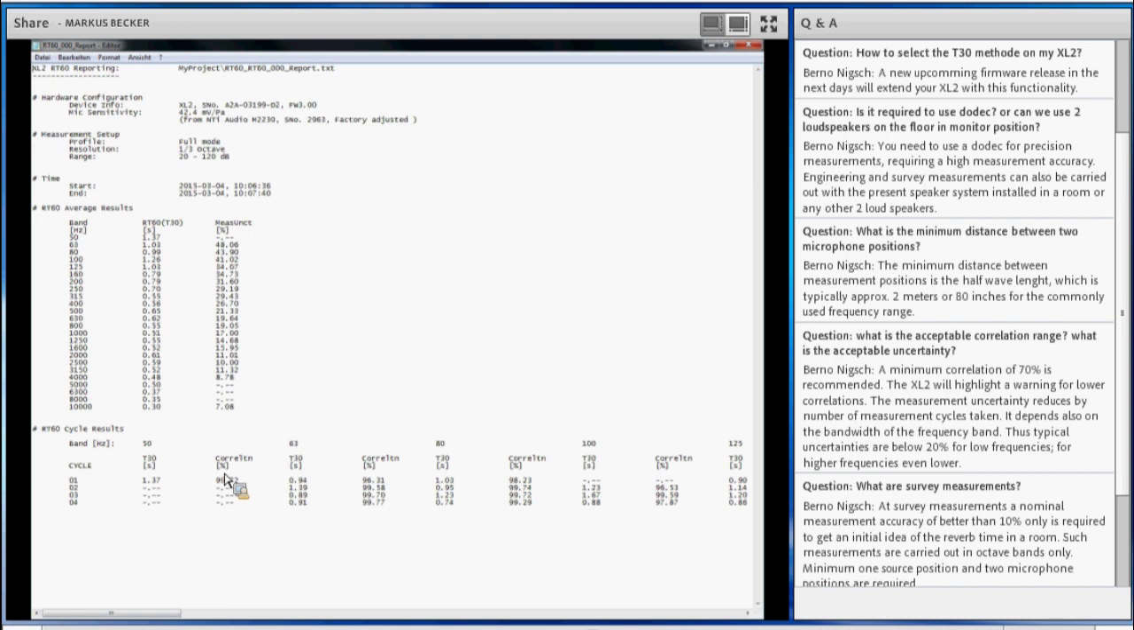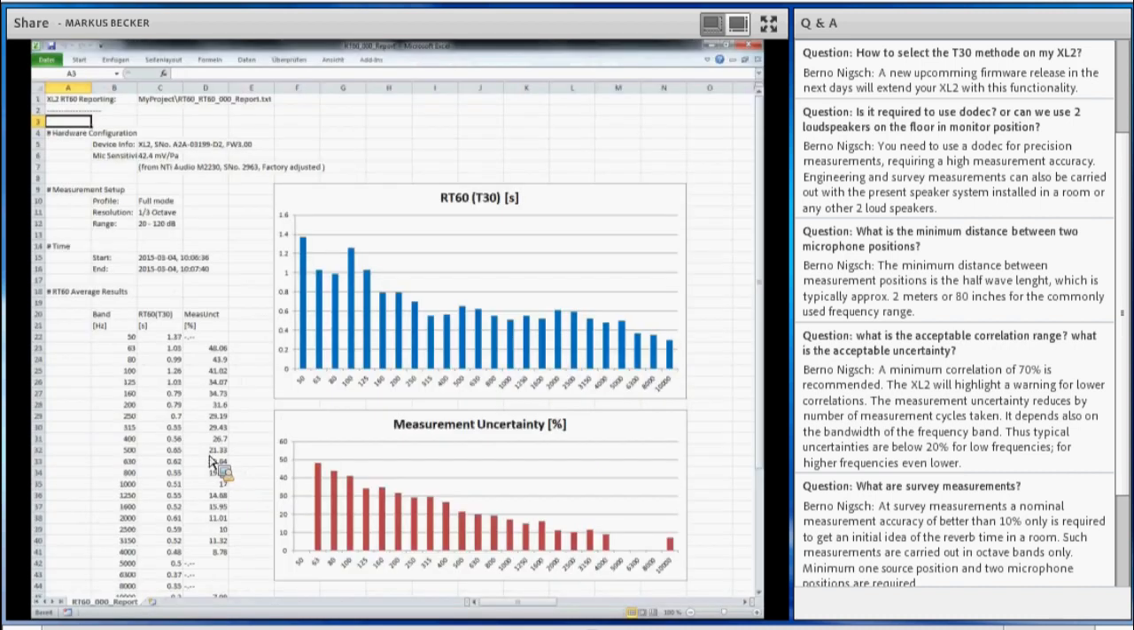And this text file can be very easily imported into Microsoft Excel, for instance, or any other spreadsheet calculation program. You see here it's exactly the same information that we have here, but now with a few clicks it's very simple to visualize these 2 rows of data into a bar graph, into a chart that shows the bars, the RT60 results for the corresponding third octave bands, and down here are the measurement uncertainties. And you see here, this is a very typical result, that for the lower frequencies you have higher uncertainties than for the upper frequencies.